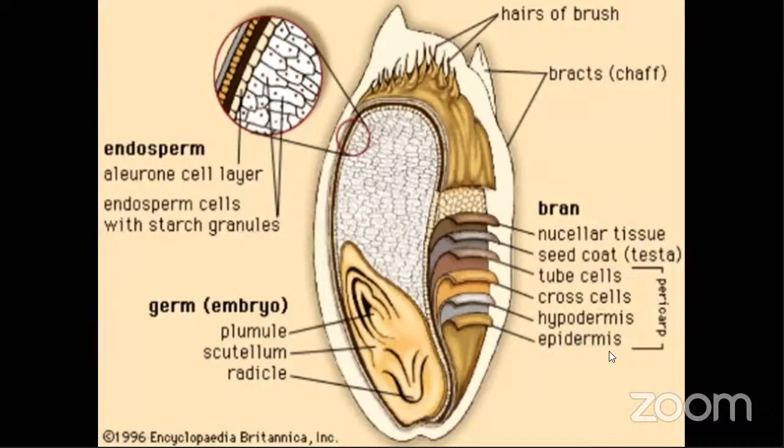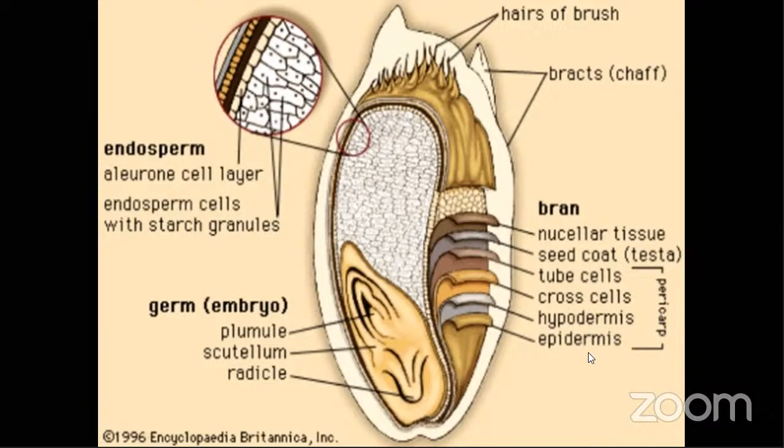First one is epidermis. Then comes the hypodermis. Then are the cross cells. Then tube cells. So epidermis, hypodermis, cross cells, and tube cells in combination are known by the name pericarp. Then comes the seed coat.